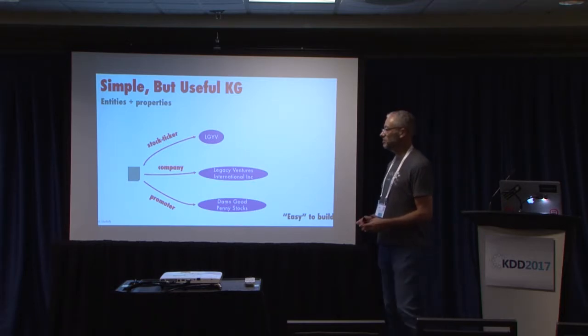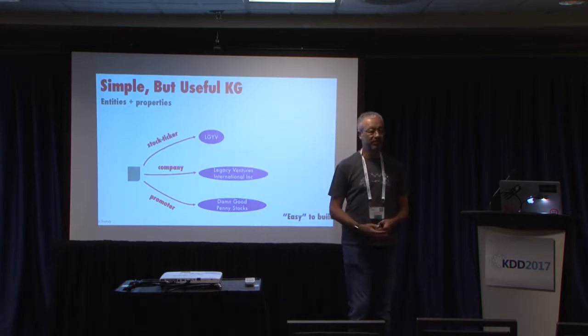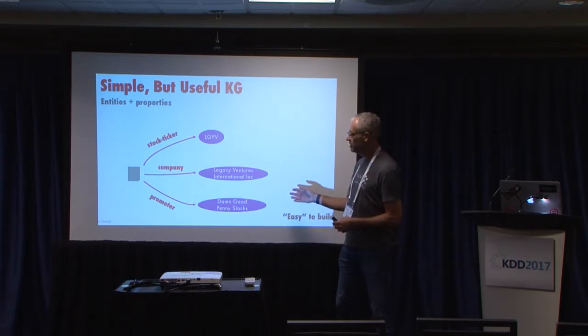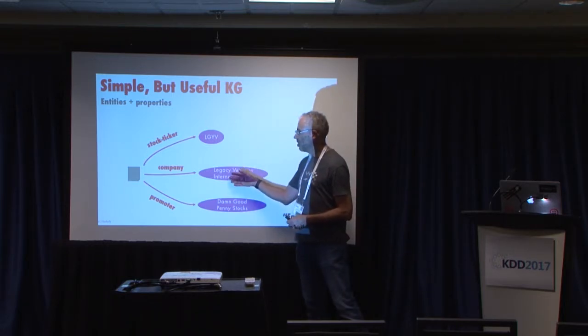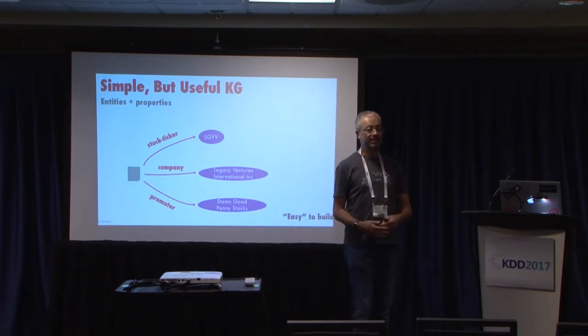So the system doesn't understand whether this stock ticker is the stock ticker of this company. This representation only conveys the information that this company and this stock ticker and this promoter appear together in the same page.